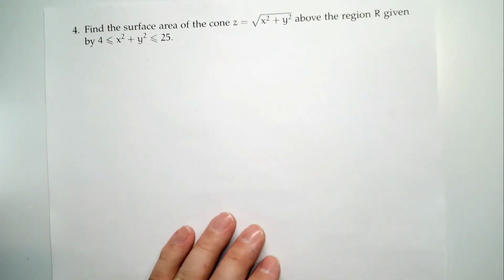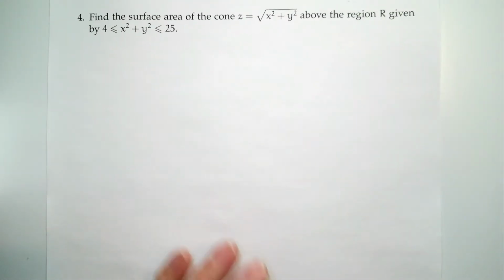All right, good. Next one, number 4. Find the surface area of the cone z equals the square root of x squared plus y squared above the region R, given by 4 less than or equal to x squared plus y squared less than or equal to 25. Now we could sketch this.